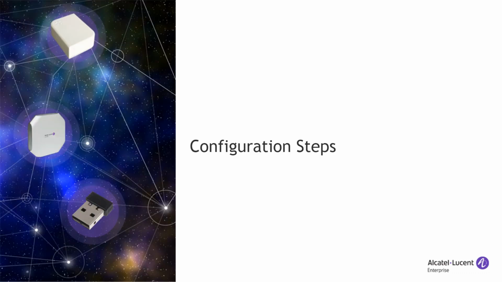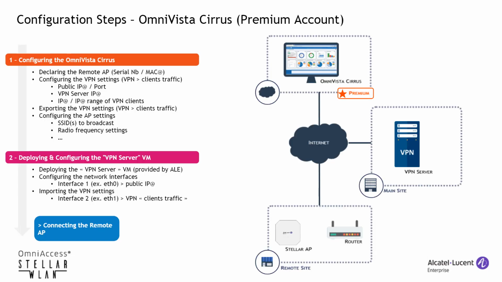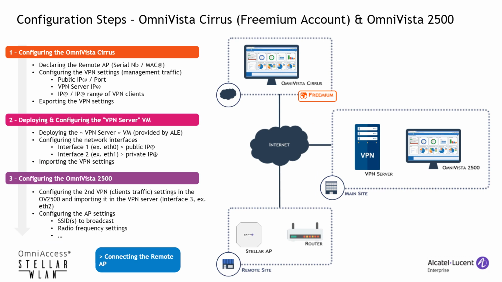In this chapter, we will review the summary of the configuration steps to deploy the remote access point. These are the configuration steps to configure a remote access point when OmniVista Cirrus with a premium account is used. These are the configuration steps to configure a remote access point when OmniVista Cirrus with a freemium account and OmniVista 2500 are used.